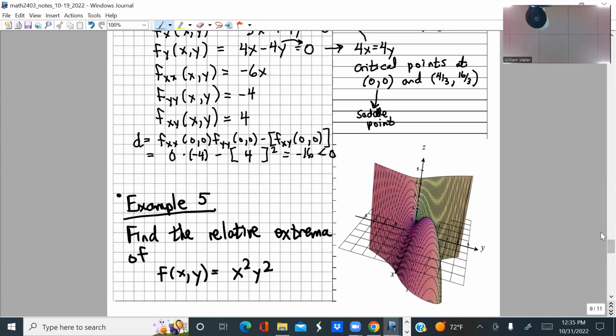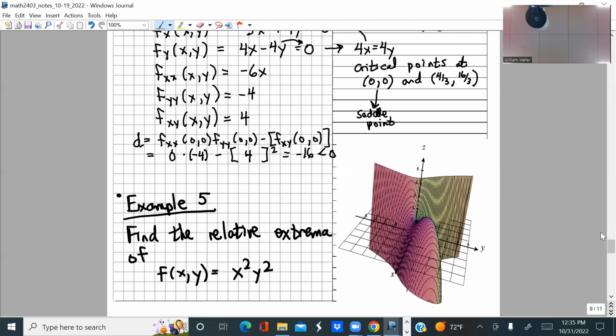But notice in this direction, it's like a peak, right? But in this direction, on that surface at 0, 0, it's like a valley. So you have a saddle point. Maximum. So what about that other one?